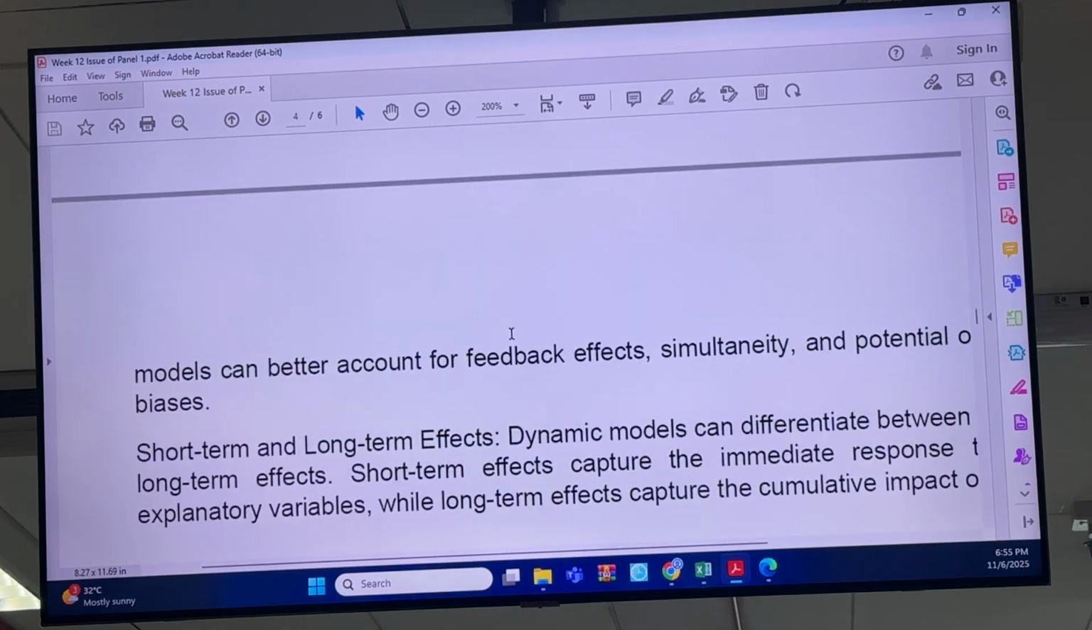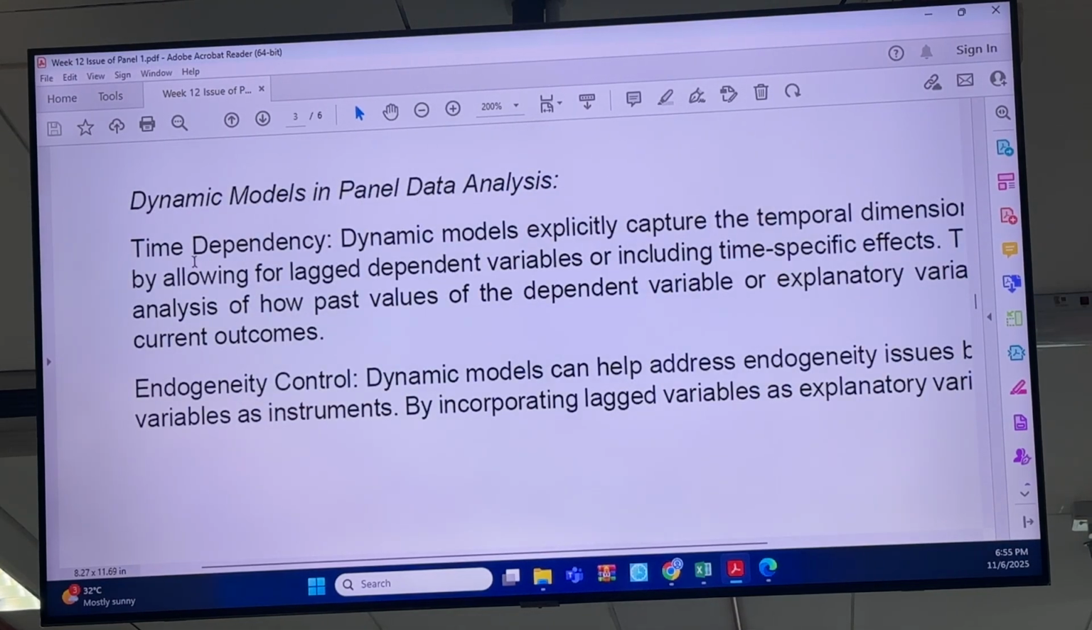Then how about the dynamic? Dynamic involves time dependency. It can actually capture the real phenomena in economics. That's why, if you ask me, the recent development in this field is dynamic, non-linear, and also panel. But we have to handle panels that can accommodate the dynamic and also study the non-linear. That is the challenging part in economics.